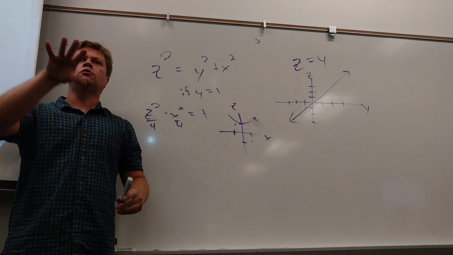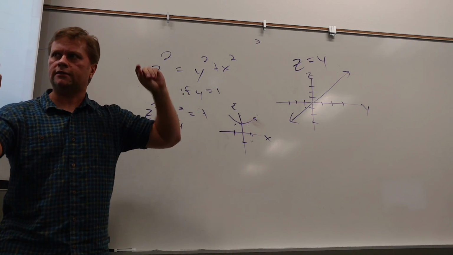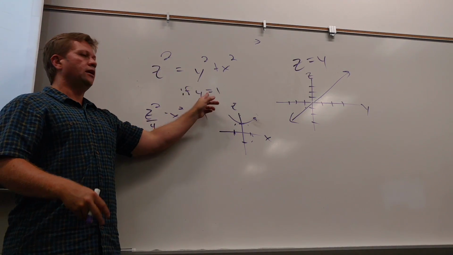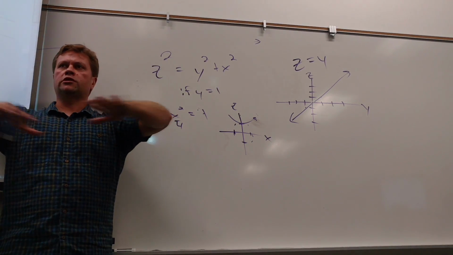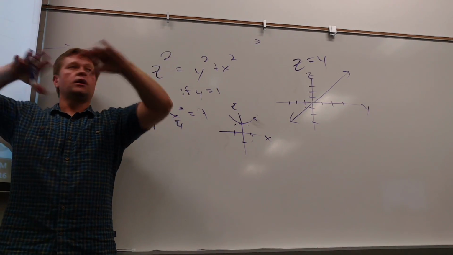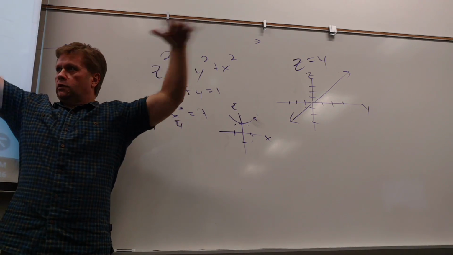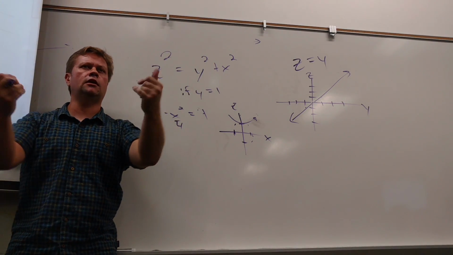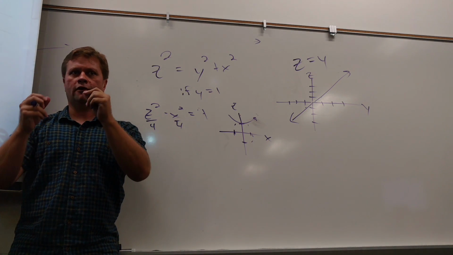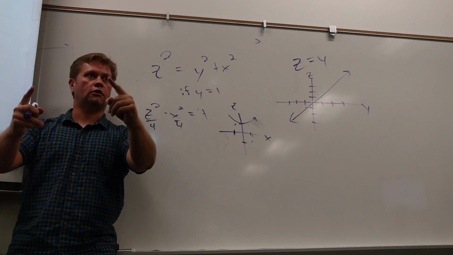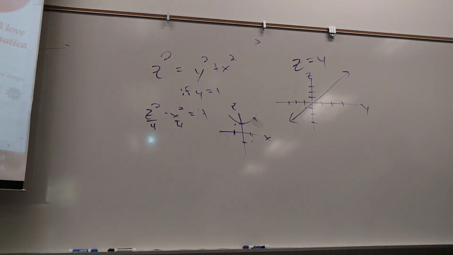Do you see how I started to analyze this? What did I do? I basically made traces. I let y be 1, and I thought about what it looks like in the plane y equals 1. In the plane y equals 2, what does it look like? In the plane z equals 1, it's a circle. In the plane z equals 3, it's a bigger circle. Do you get what I'm saying? That's how you start to computationally analyze a function so you can guess what the graph is going to look like. Now we look at the graph.